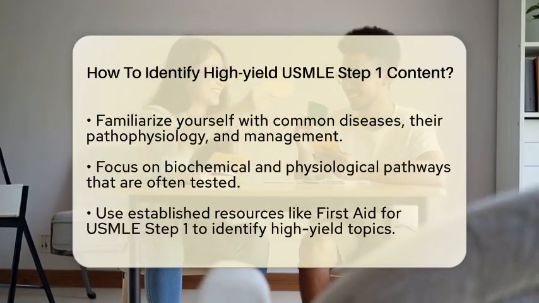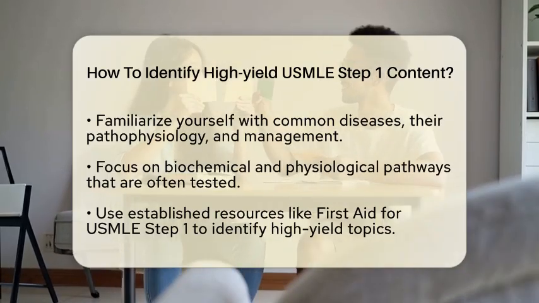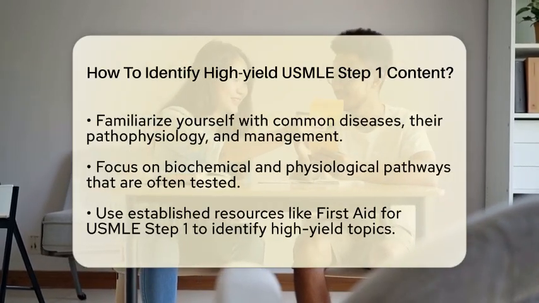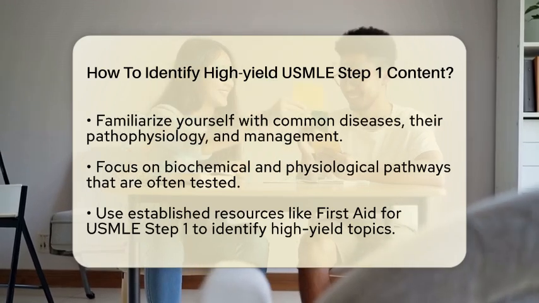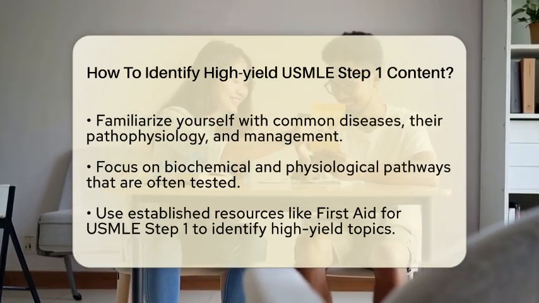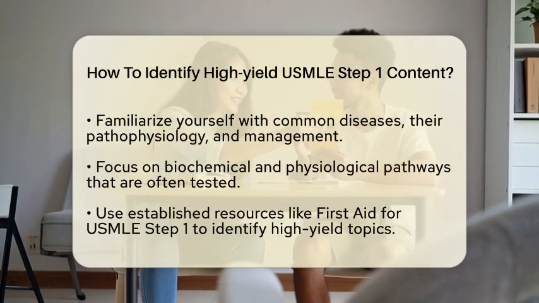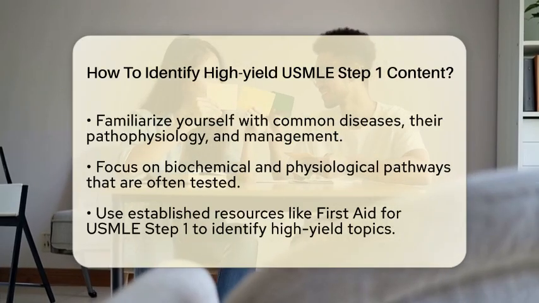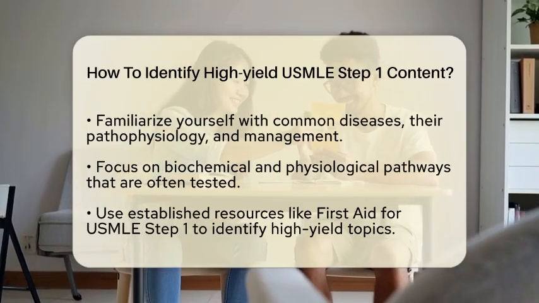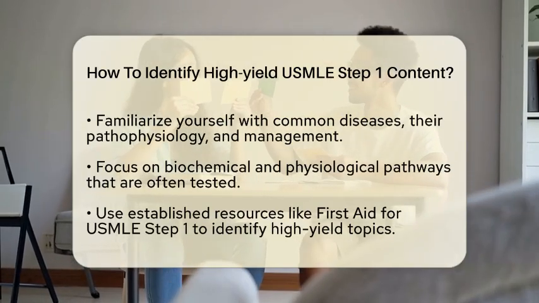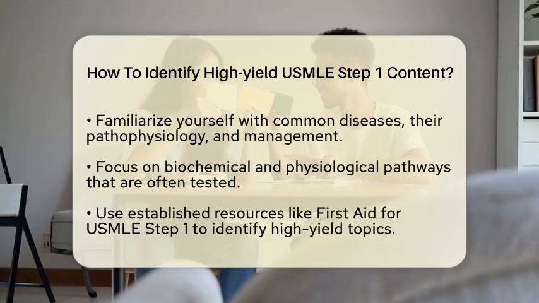Using established resources can help you identify high-yield content effectively. Review widely accepted study guides like First Aid for the United States Medical Licensing Examination Step 1. These guides summarize high-yield topics based on exam trends. Question banks, such as UWorld, are also beneficial. They reflect the frequency and emphasis of topics on the actual exam. The repetition of certain topics in these question banks often indicates their high-yield status.